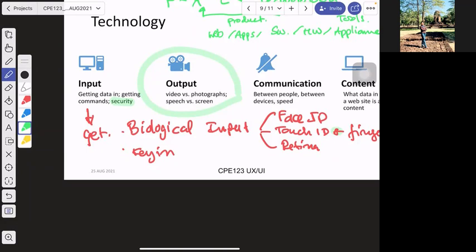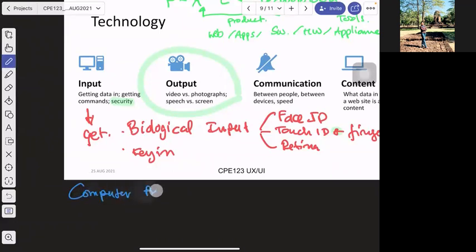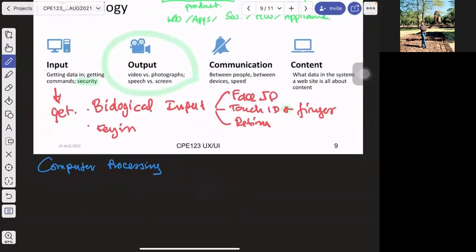So the result of the process of the computer is called computer processing. The generic computer processing, I think you learned this. You have an input, process something, and then have output. You learned it from CPE-100, I'm pretty sure.